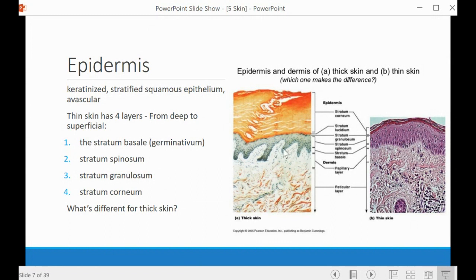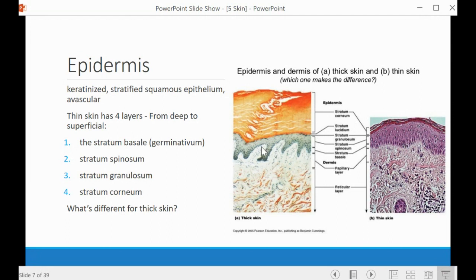Okay. We're going to have our stratum basal. Stratum basal. Stratum means layer. Basal means the base. Now, sometimes you may also hear this called the germinativum. Germinativum. Right? Then we have the stratum spinosum, the stratum granulosum, and then the stratum corneum. Okay. Now, in the thick skin, we have an extra layer here called the stratum lucidum.